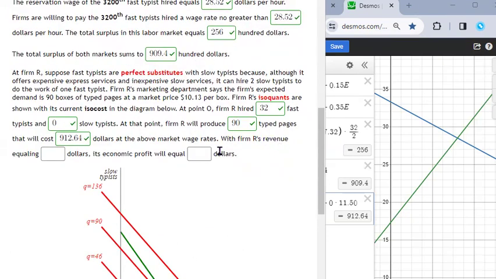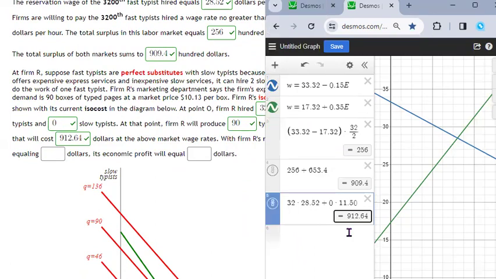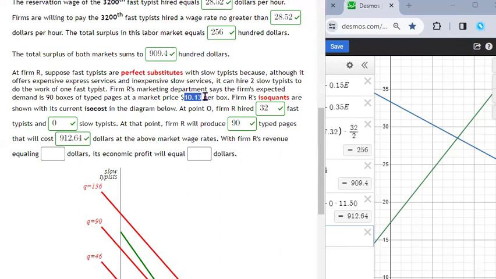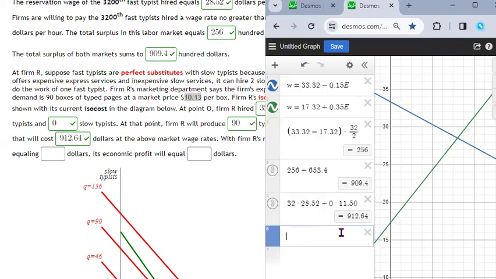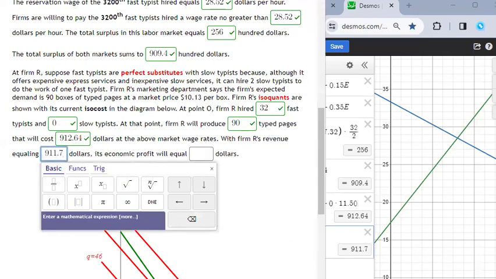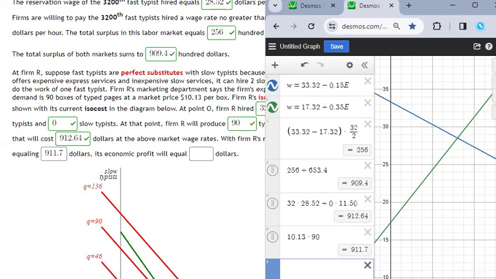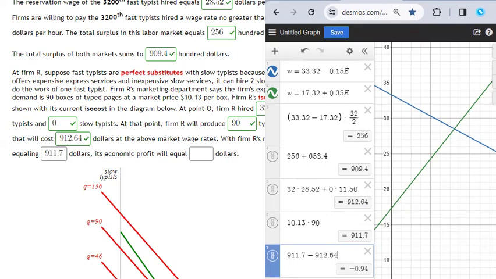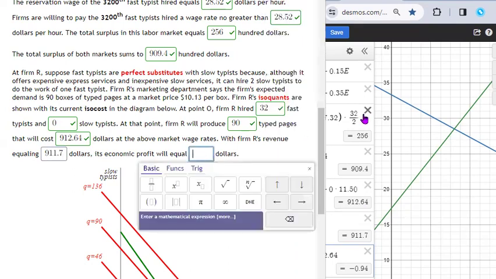With firm R's revenue equaling what? Well, to get the revenue, we got to multiply the price per box, $10.13, times the 90 boxes that are produced. And we get a revenue equal to $911.70. And its economic profit is going to be what? Well, the economic profit is the revenue minus the cost. The economic profit is an economic loss of negative 0.94.